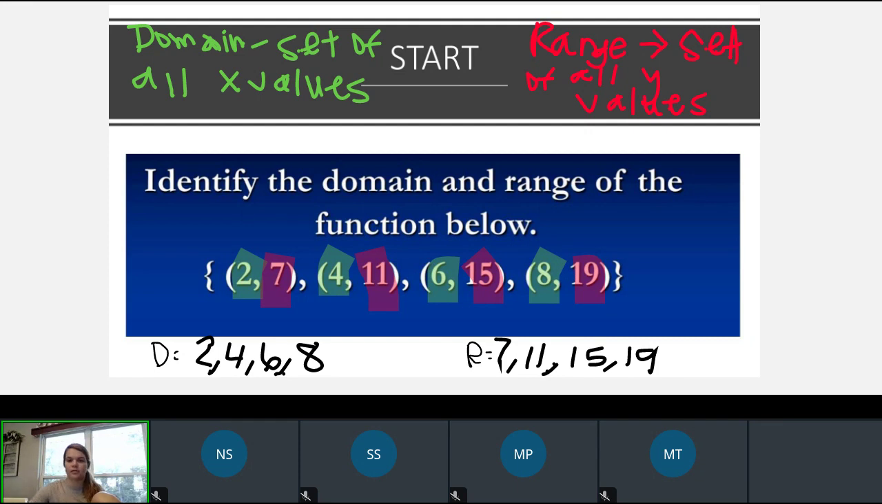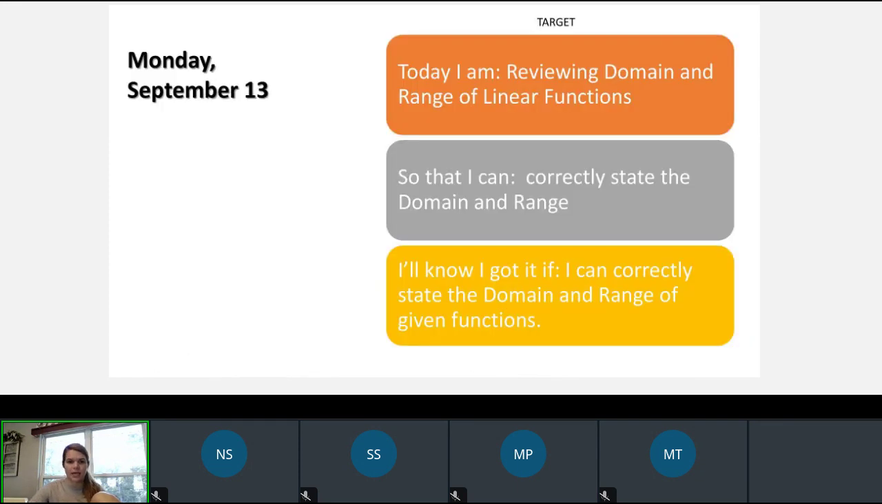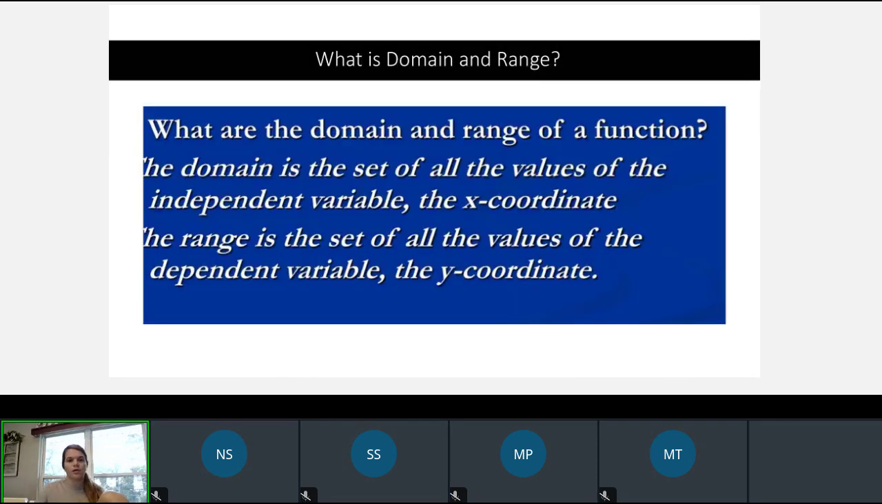Okay, so that is what we talked about a little bit in last week's lessons in the course, just identifying domain and range. Today, we're going to review domain and range of linear functions, and we're also going to work on identifying domain and range of quadratic and exponential functions. So a little vocab review. The domain is the set of all the values of the independent variable. Last week we talked about independent versus dependent variables. The independent variable is your X. The dependent variable is your Y.